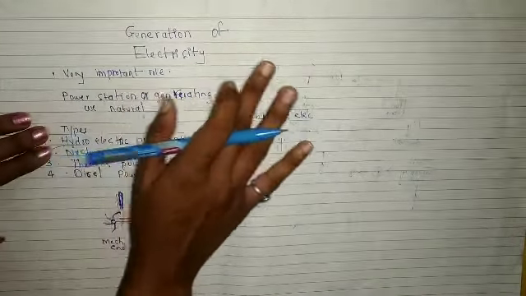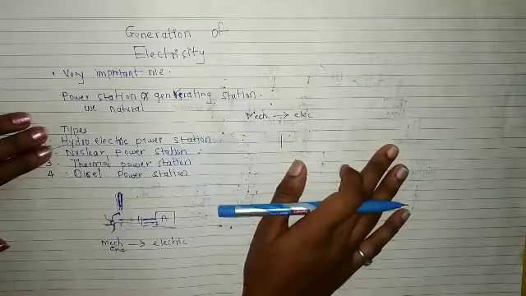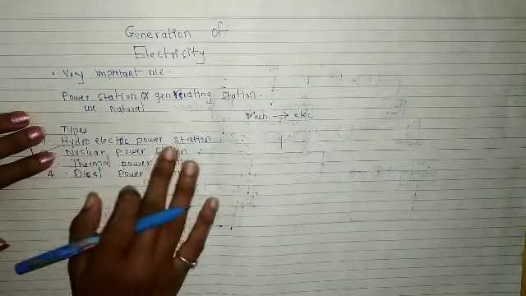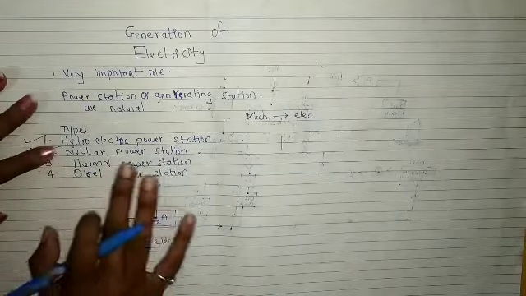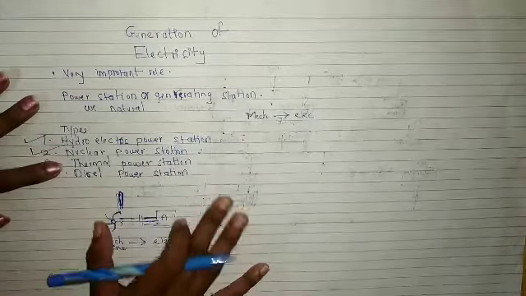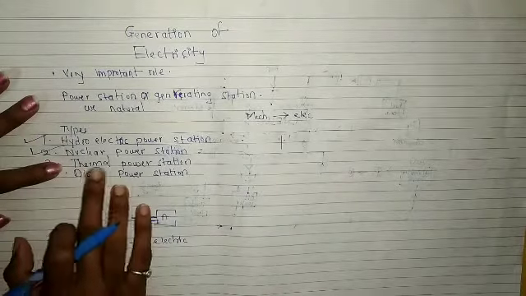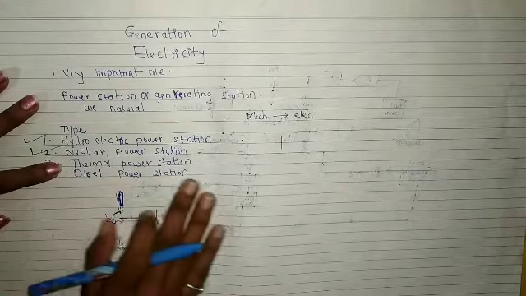So we have started with our new chapter, generation of electricity. In the last chapter, we saw the hydroelectric power station and its working, right? And then we saw the nuclear power station. So in today's lecture, what we are going to see is thermal power station and diesel power station.